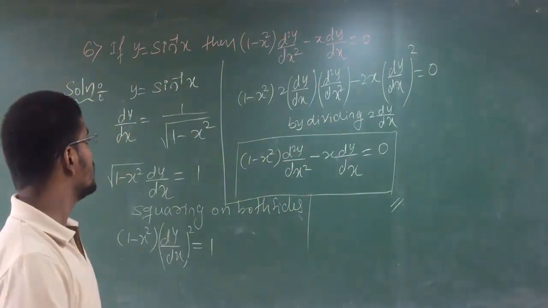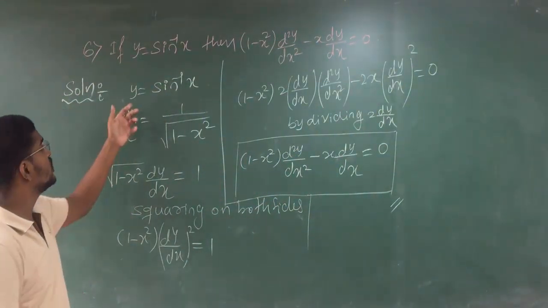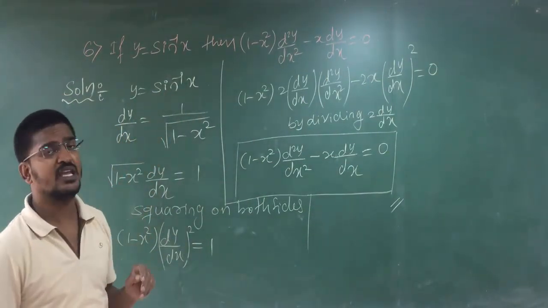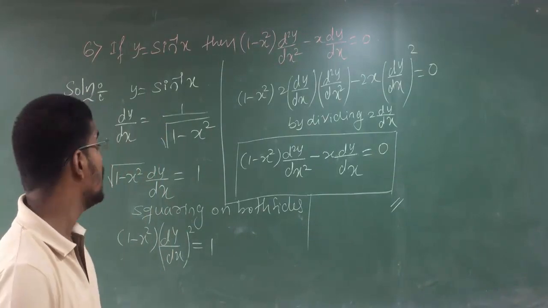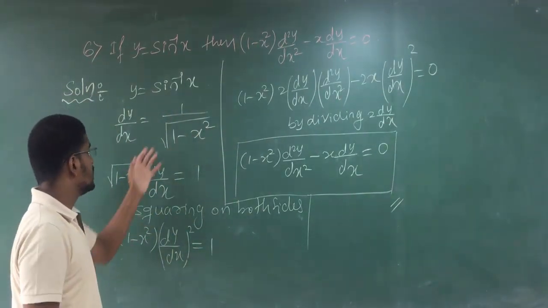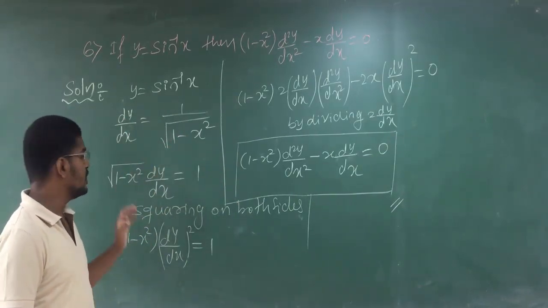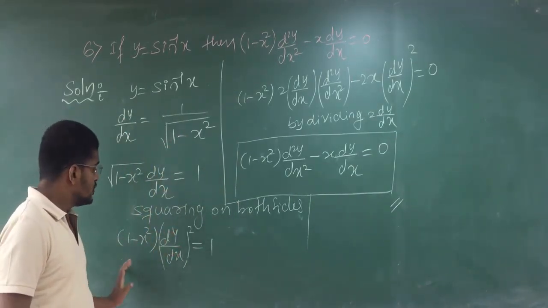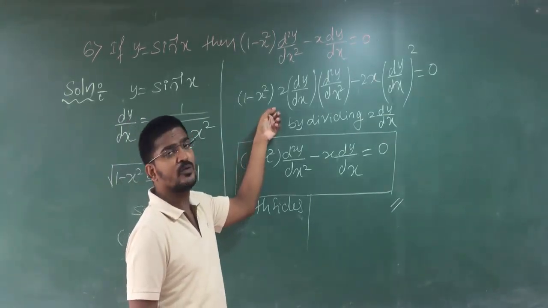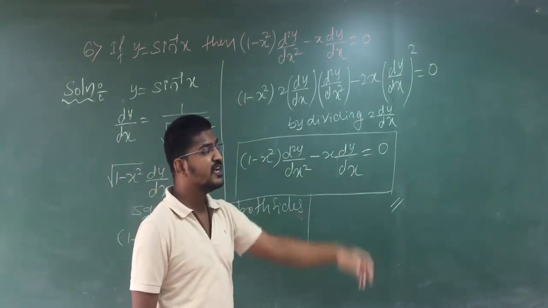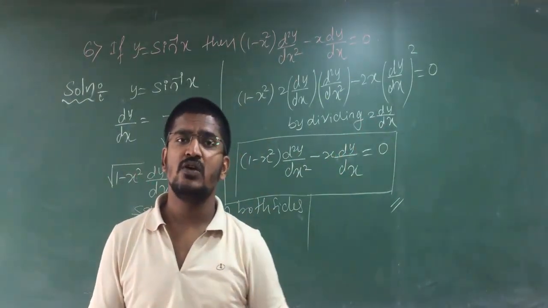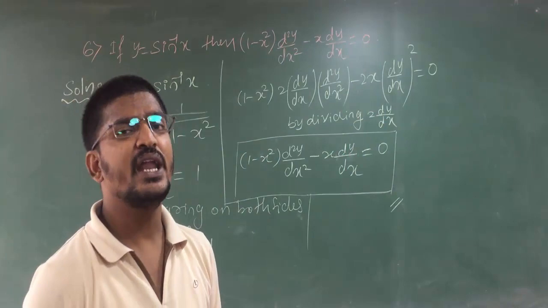Here the important thing is you must know the differentiation of sin inverse x. If you know the differentiation of sin inverse x, then it is very simple. 1 divided by root of 1 minus x square. Take root of 1 minus x square on this side, square both sides, then you differentiate u into v form. After differentiating u into v form, you are going to get this. Divide the whole term by 2 dy by dx. So you will get your required result.